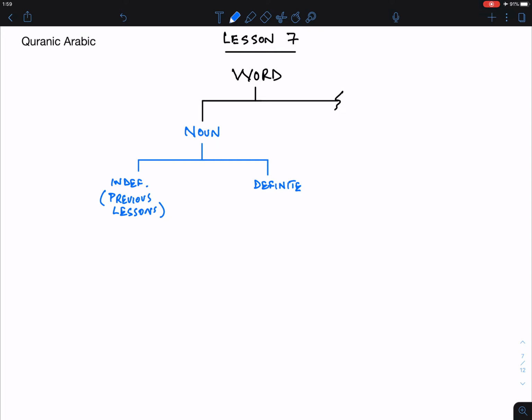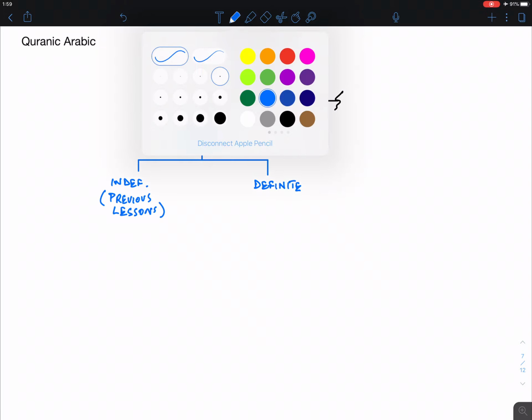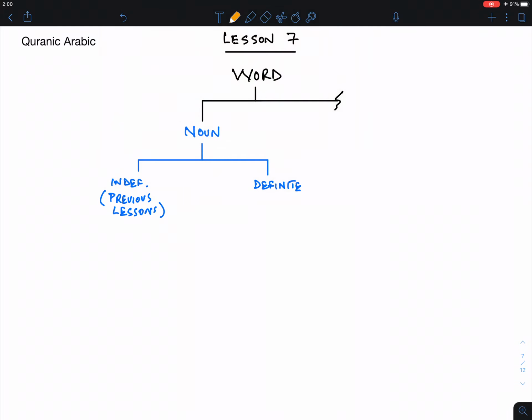The first portion I want to talk about is indefinite nouns. If you go back to the previous lessons, you will be able to get the details on the indefinite nouns. For the definite noun, I wanted to just point out that Allah is a definite noun. Because it's a name of Allah subhanahu wa ta'ala, I wanted to address it separately. So Allah is a definite noun.